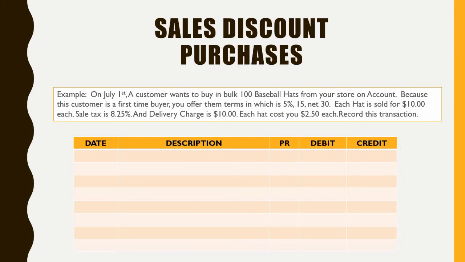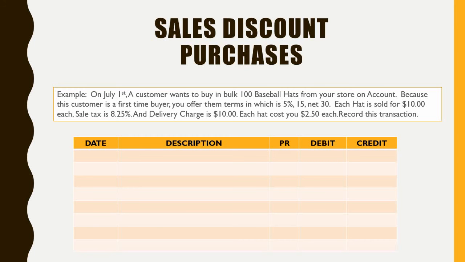Now the next portion is something we've already seen before. This is something that happened in chapter 6, so we know what to do now. This part is going to be a lot easier. Now we're going to be looking at a purchase on account, and we're going to give this customer terms. This example is on July 1st. A customer wants to buy in bulk 100 baseball hats from you, and he wants to buy them on account.